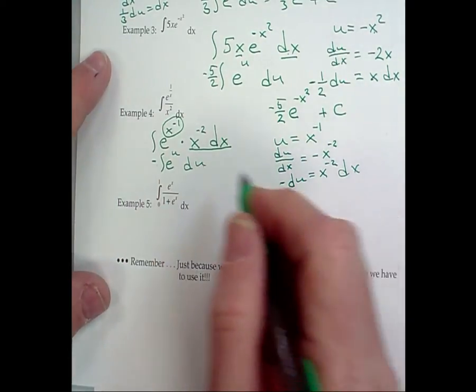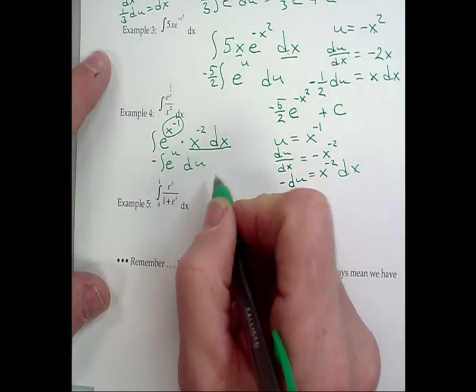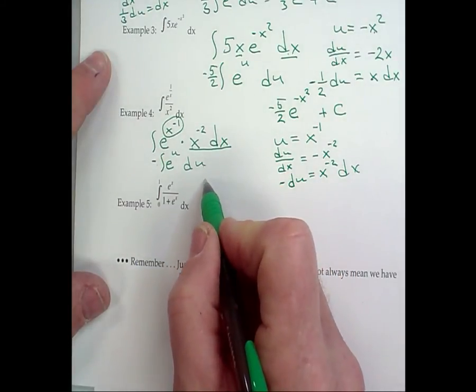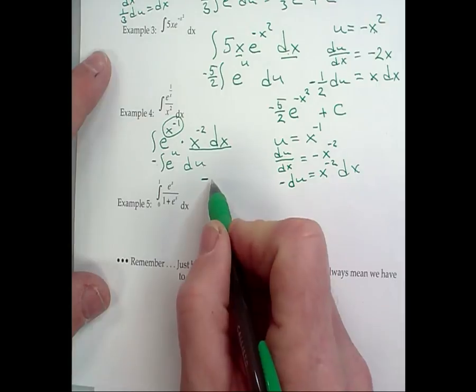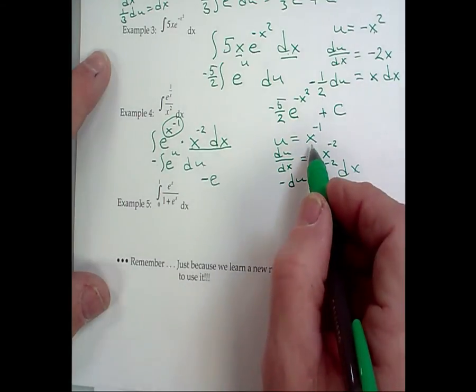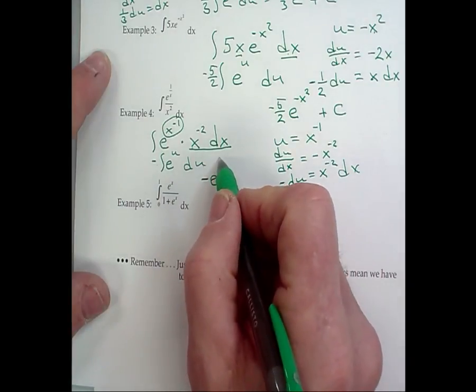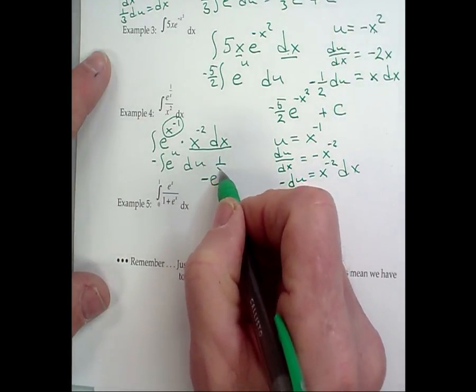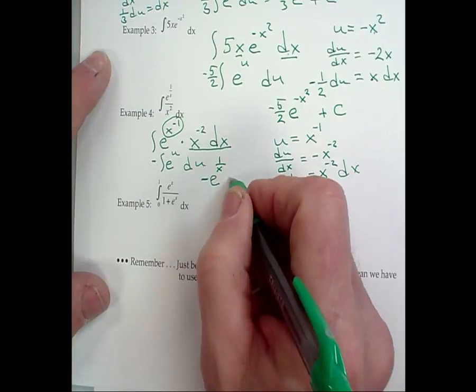So what's my final answer here? A negative e to what power? What was u? U was x to the negative first. Right, it's right here, correct? So I'm going to write it. Are you okay that I write it 1 over x? Yeah. Okay, and then plus c.